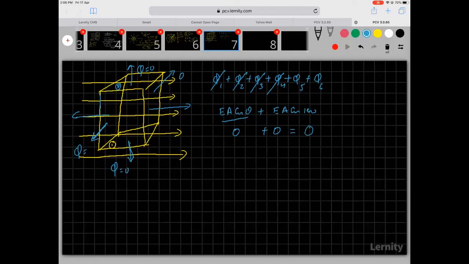But the flux through this wall is equal to E into A. The flux through this wall is minus E into A, such that the net flux is becoming equal to 0. Okay, I hope you guys are able to understand.